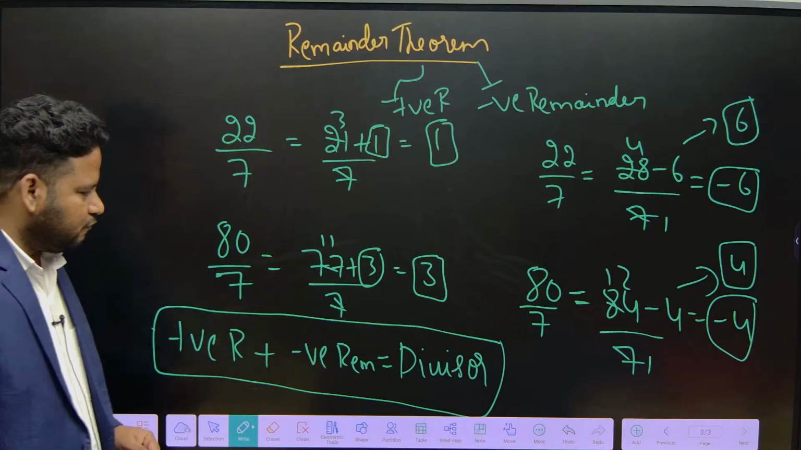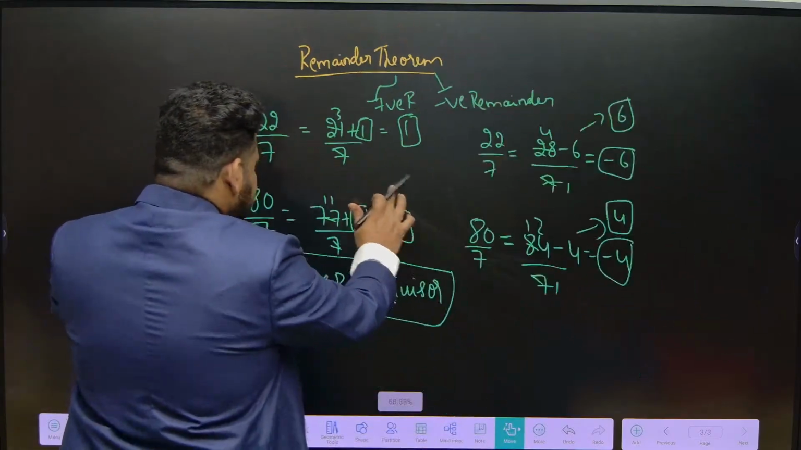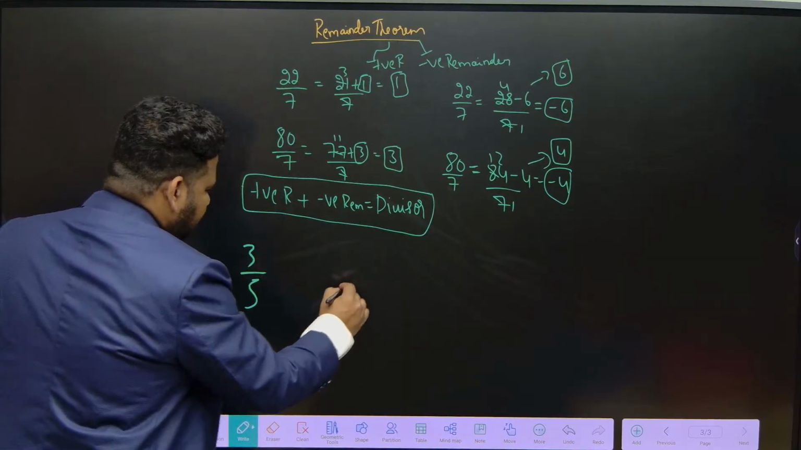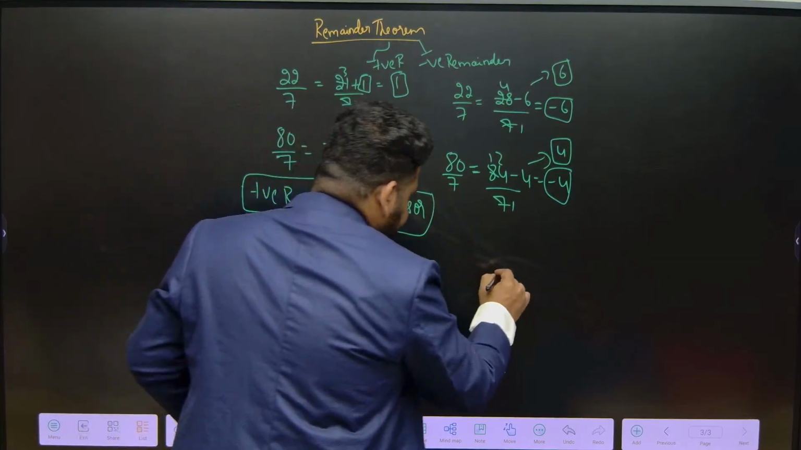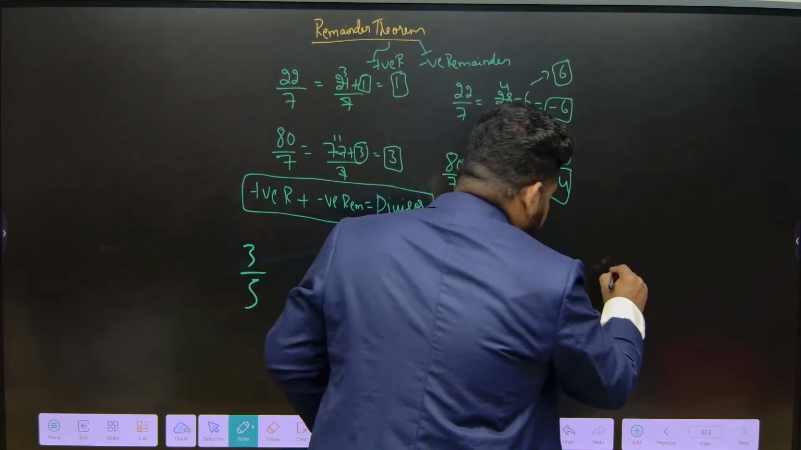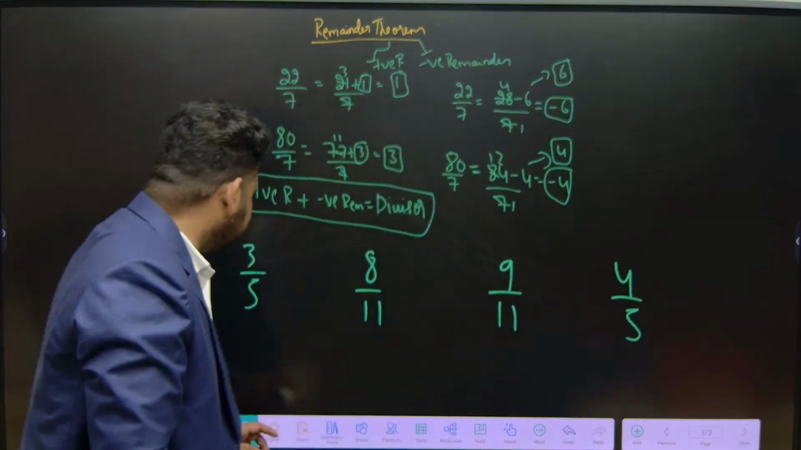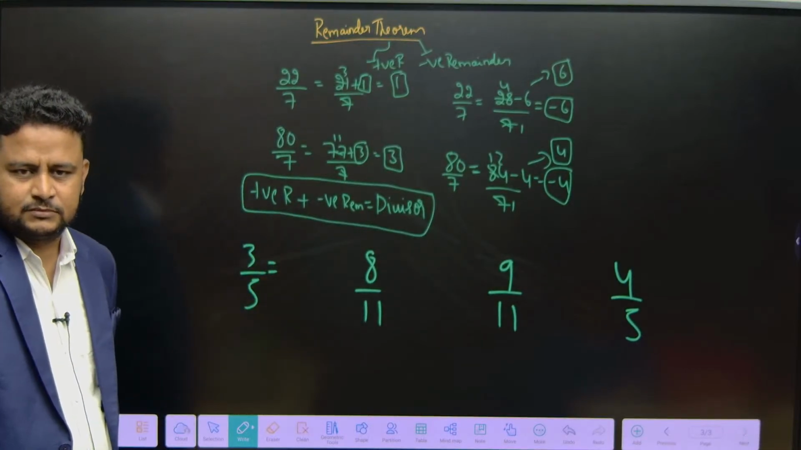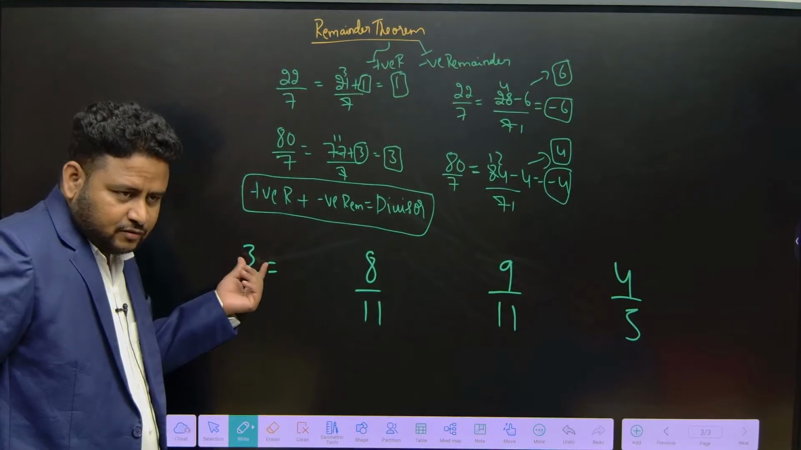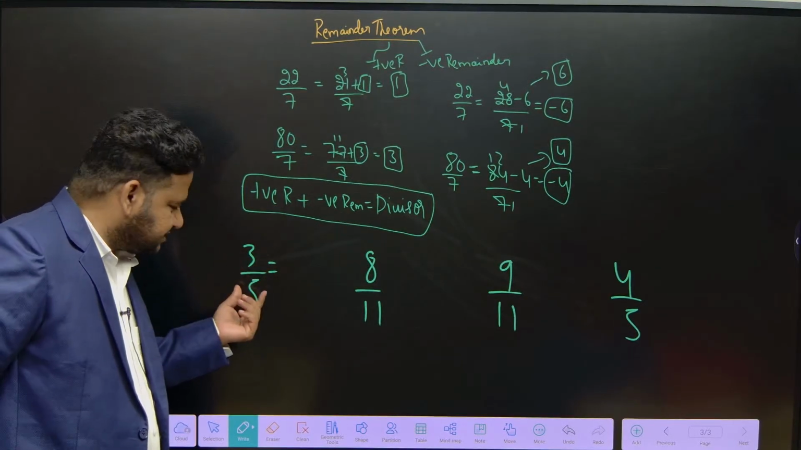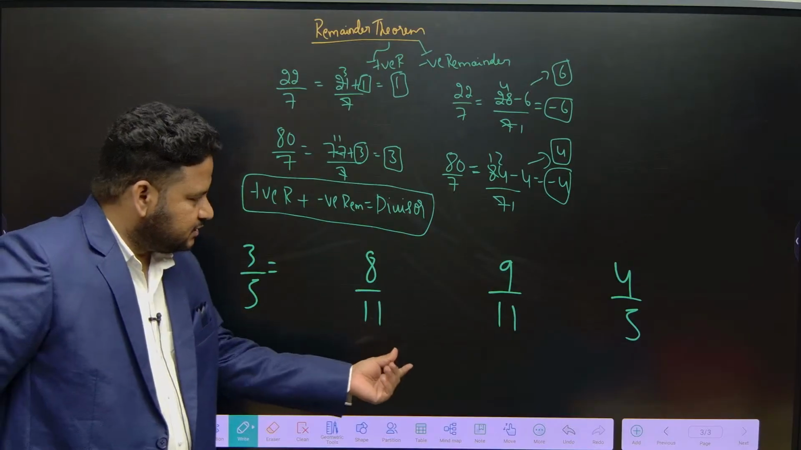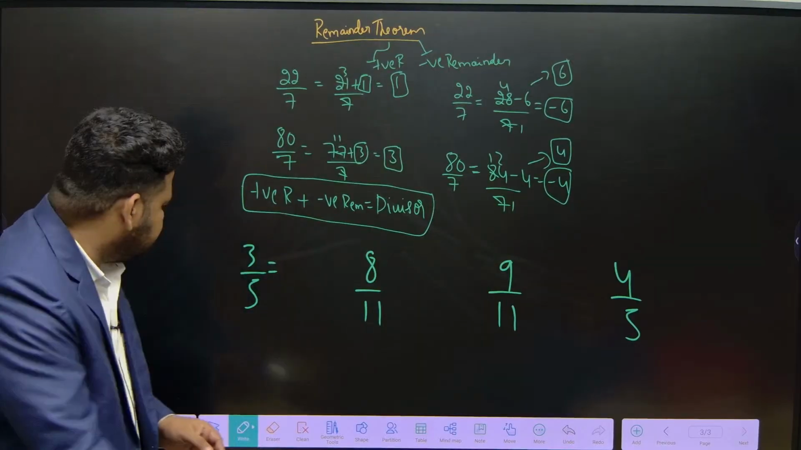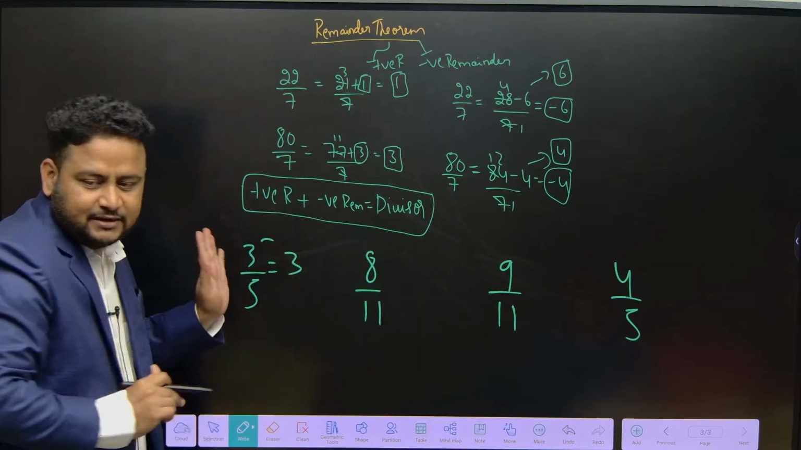Understood? Now, one more concept is, suppose they give 3 by 5 or 8 by 11 or 9 by 11 or 4 by 5. Okay. What is the remainder here? See here, the dividend, whatever is in the numerator, is definitely less than the denominator. Here also it is less, here also, here also. In that case, if they ask what is the remainder, the actual value itself is the remainder.